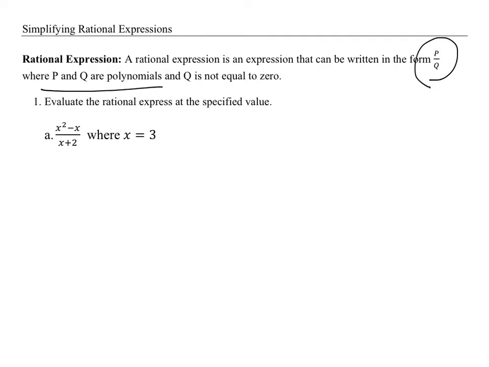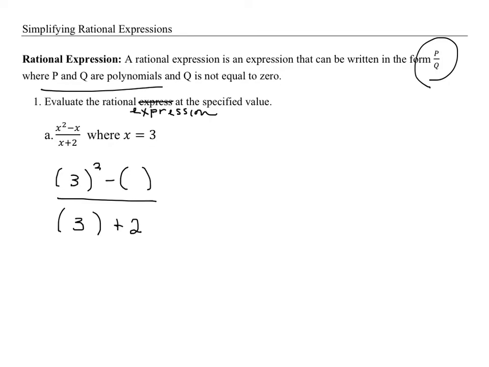So for this one, we're going to evaluate the rational expression at the specified value. So here we go. We're going to stick in 3 everywhere we see an x. And we're going to do the nutshell thing again, you guys, because I think it's super important that you can place your numbers where you're supposed to. And now we're going to think about order of operations. We're going to do the exponents first on top.